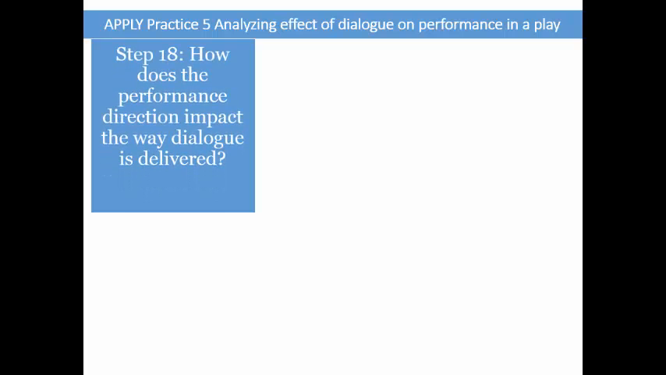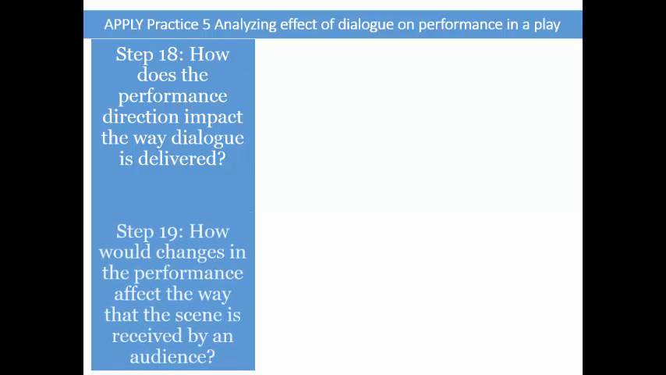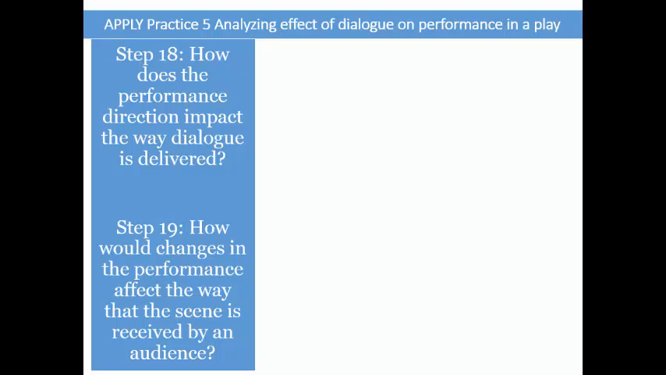All right, so now we're going to look at Apply Practice 5, which is analyzing the effect of the dialogue on the performance. Step 18 asks you, how does the performance direction impact the way the dialogue is delivered? Step 19 asks, how would the changes in the performance affect the way that the scene is received by an audience? Okay, so let's think about these two things.